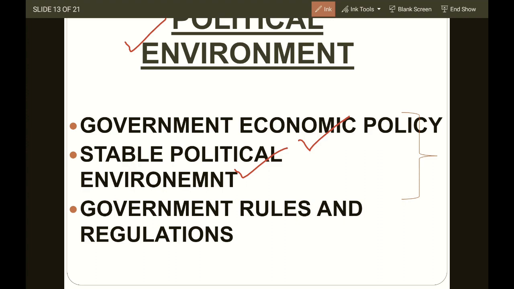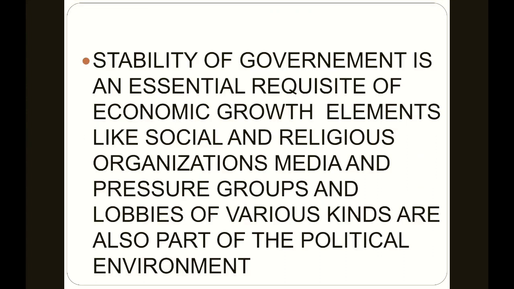Government rules and regulations, very important. What are the rules and regulations of the government that you need to follow? Because ultimately the government is ruling the economy of that particular country. Stability of government is an essential requisite of economic growth. Elements like social and religious organizations, media, pressure groups and lobbies of various kinds are also part of the political environment.